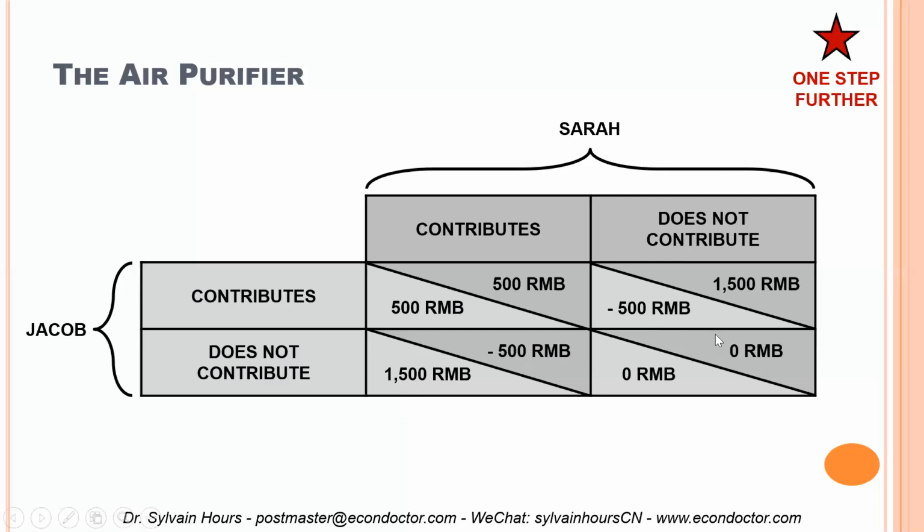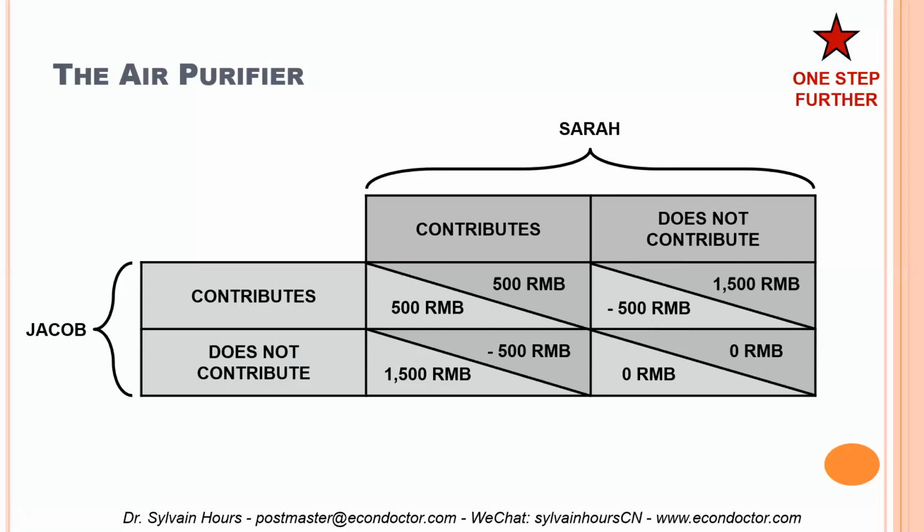And here, it's the opposite, right? When Jacob contributes and Sarah does not contribute, it's the opposite. And then you can find the equilibrium of the game. So the easiest way is to use the dominant strategy argument or dominant strategy equilibrium.